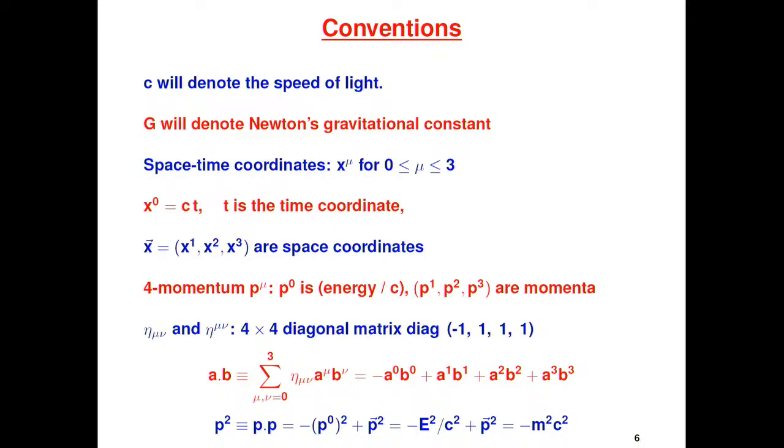And in this spirit, p square, which is p dot p, is given by the special case of this formula, and you can use the formula for p^0, which is E over c, and then using the standard relativistic relation between energy and momentum, we can show that this is just minus m square times the speed of light square, where m is the mass of the particle.